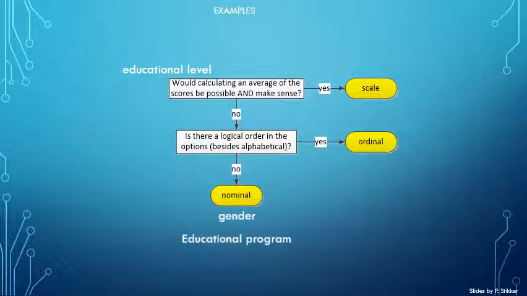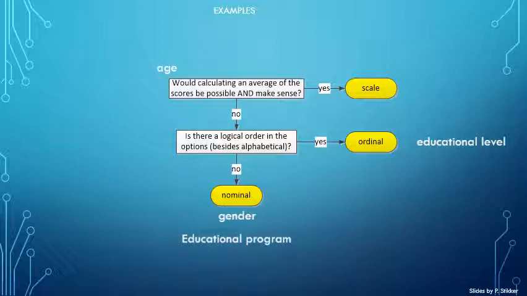Educational level, so primary school, secondary school, and higher education. Calculating an average, not really possible. Is there a logical order? Yes, because it would be weird to ask, for example, which educational level do you have, and then start with secondary, and then primary, and then higher. The order could be, of course, in reverse, so primary, secondary, higher, or higher, secondary, primary. But that doesn't matter much. There is a logical order in the possible values, so that is an ordinal variable.